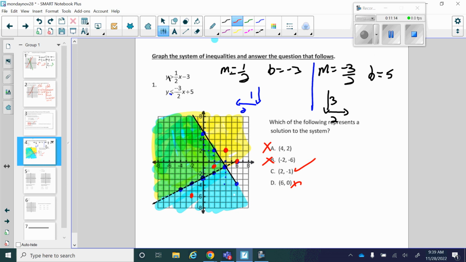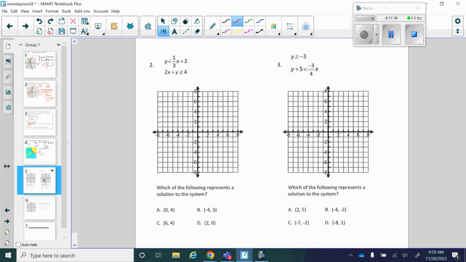Okay, let's try number 2. Number 2 now, if you look at number 2, I've got to solve for y here. So I'm just going to subtract 2x on both sides. And that's going to give me y is greater than or equal to -2x + 4. Good? So that's my new equation.